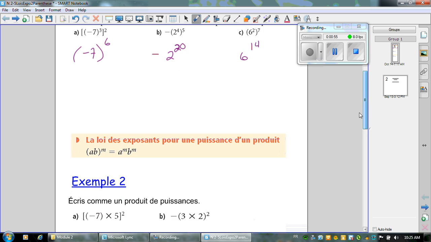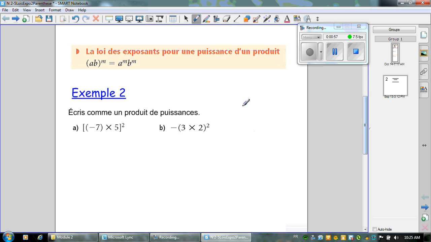But you can also have a power of a product. That means if I have a product, I can distribute my exponent to each number being multiplied together. So I could do 5 times 7, which is negative 35, negative 7 times 5, and then do negative 35 squared. But that's not what I'm asking. I'm asking you to write it as a product of powers.